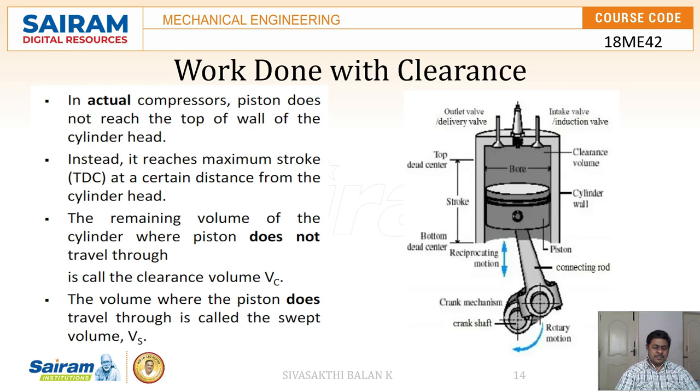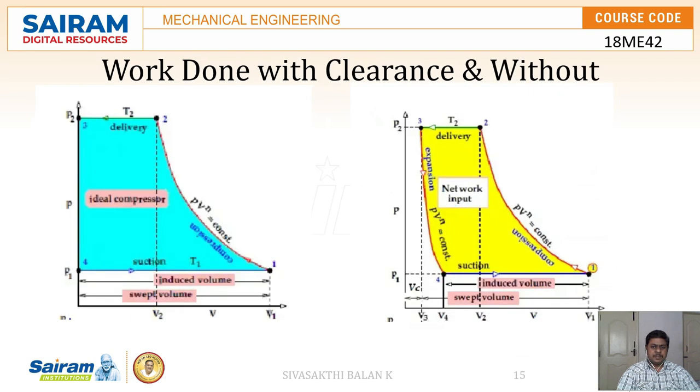The moment it reaches the top dead center, it has a clearance above the piston, and the volume above the piston when it is at TDC is called clearance volume. The volume swept by the piston between the top dead center and the bottom dead center is known as swept volume. This is the picture, comparing the work done in the PV diagram of a compressor without clearance and with clearance volume. It is self-explanatory in general.